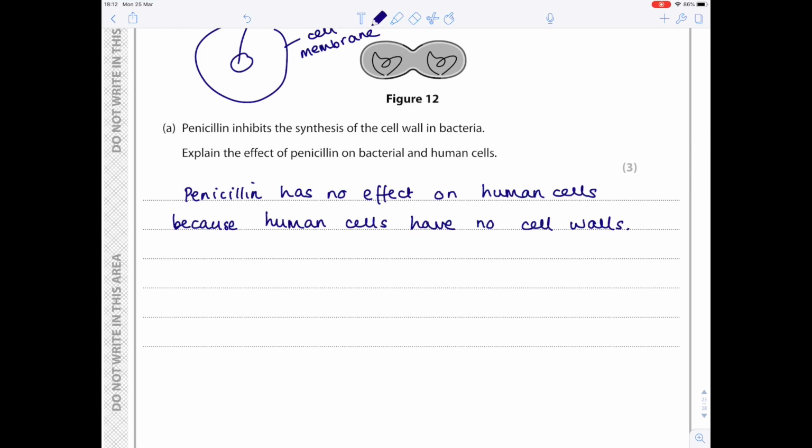However, penicillin obviously damages or prevents the synthesis of cell walls in bacteria, meaning that they won't be able to divide and won't be able to replicate in this way.